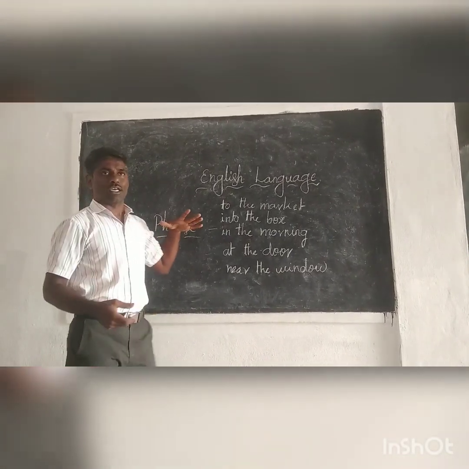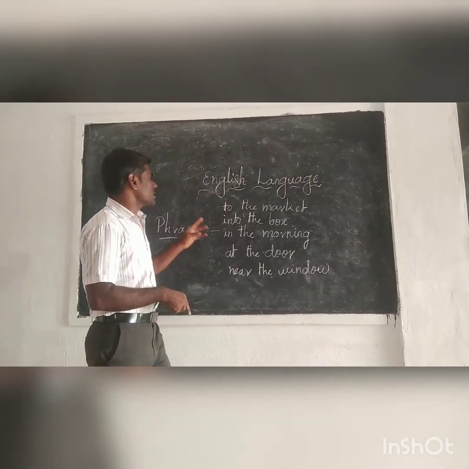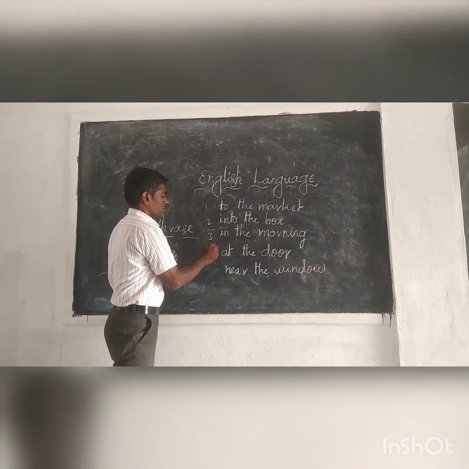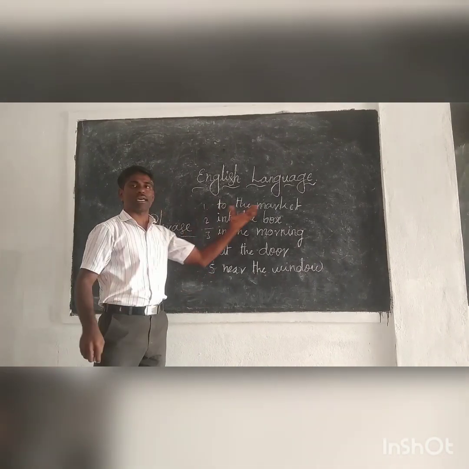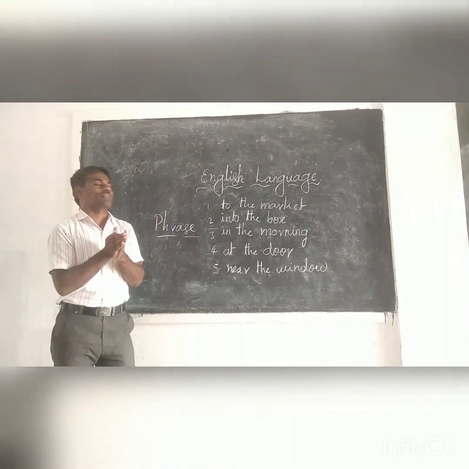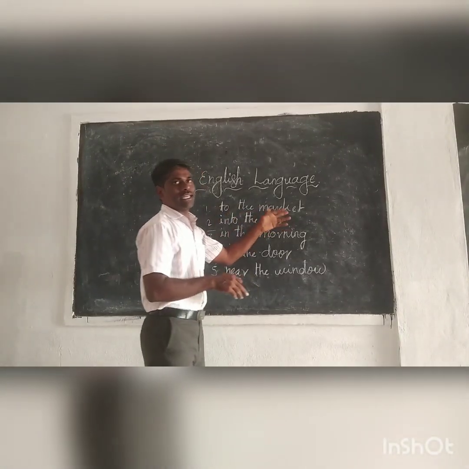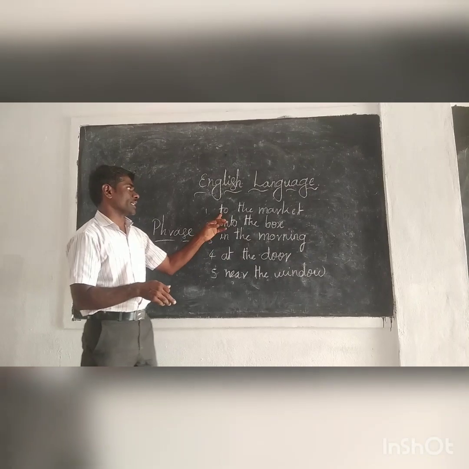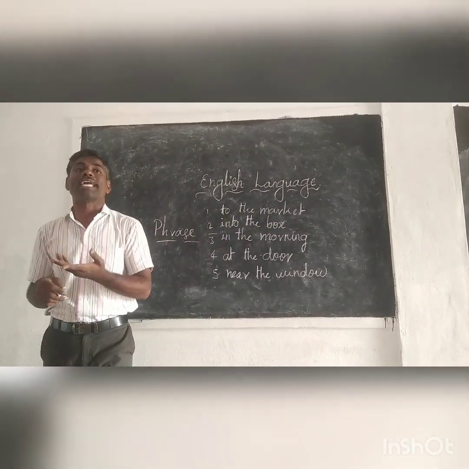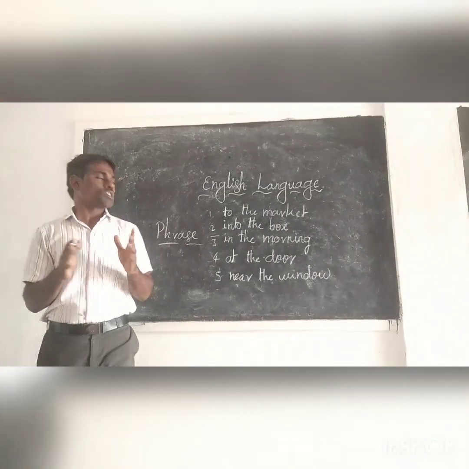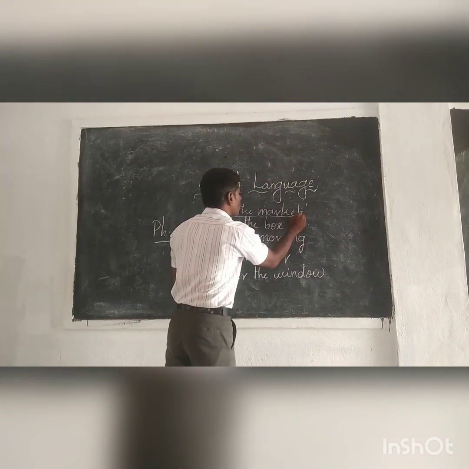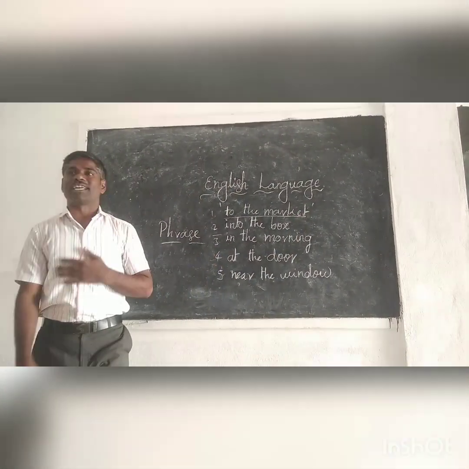So phrase, you know already, is a group of words. It is not a single word. These examples are like 1, 2, 3, 4, 5 words that occur together. They come together. So to the market is a group of words. There are 3 words there. Once you spell those words at once, this kind of part of a sentence is called a phrase.